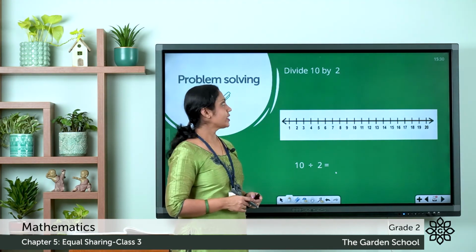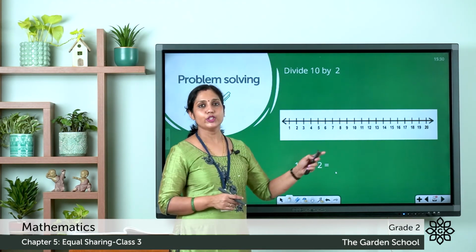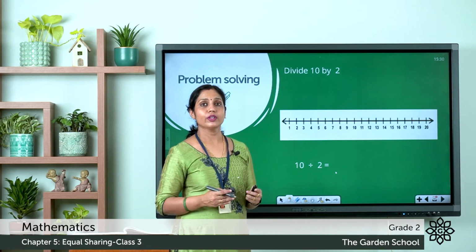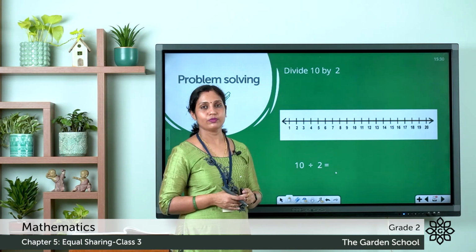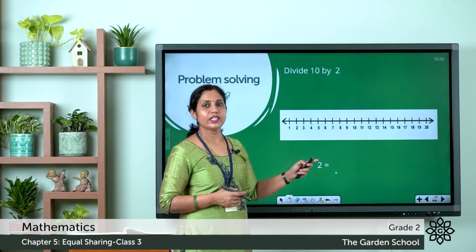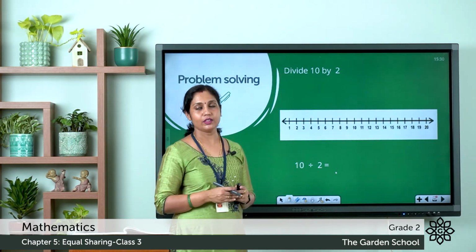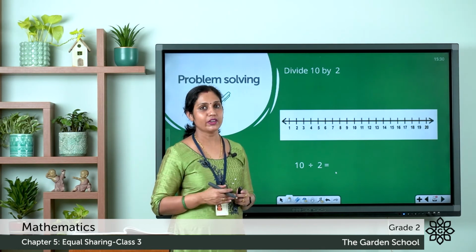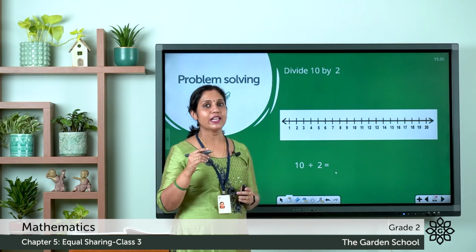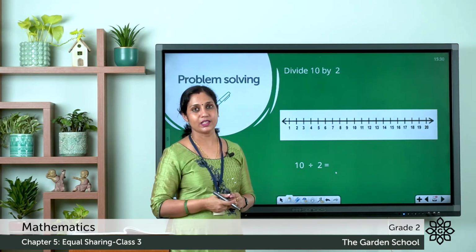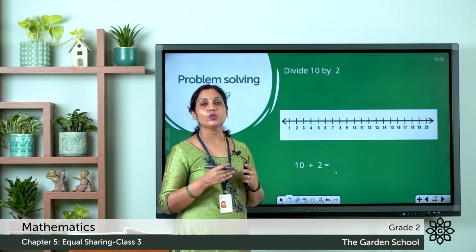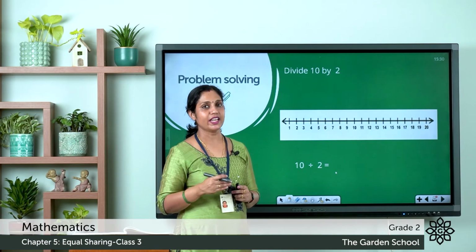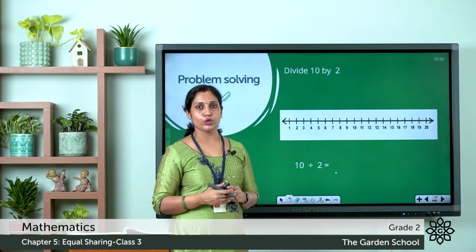So we have the next question, divide 10 by 2. So write down the question, divide 10 by 2. After writing down the question, you have to draw the number line. For drawing the number line, you can use a ruler and mark the numbers at equal intervals from 0 to 10. Here, which number is the dividend? It is 10 and the divisor is 2.